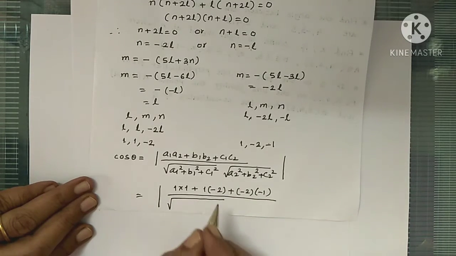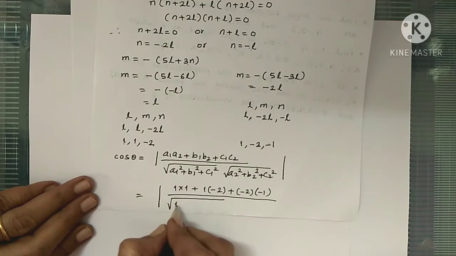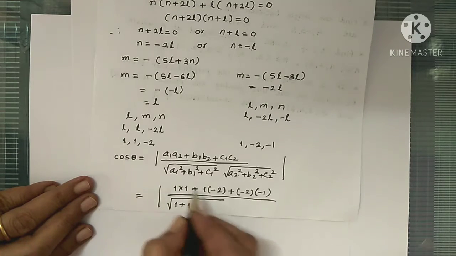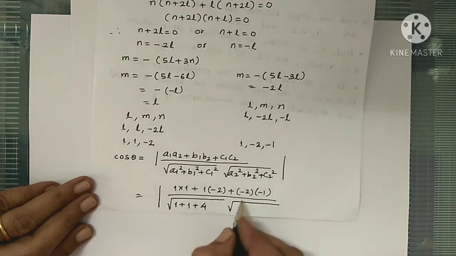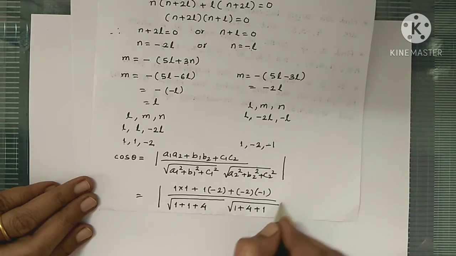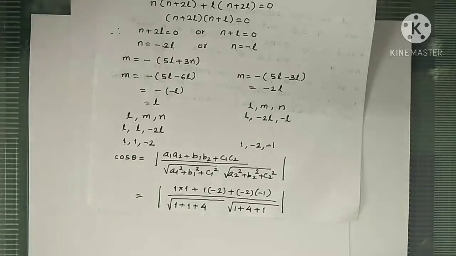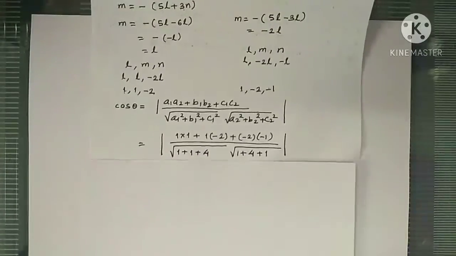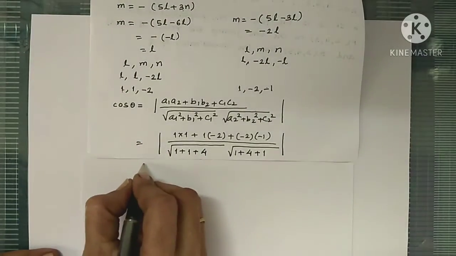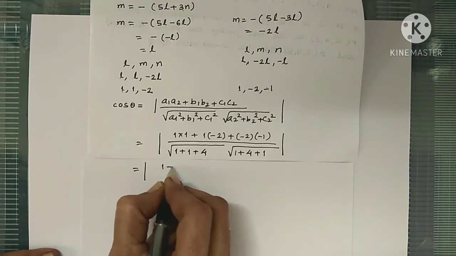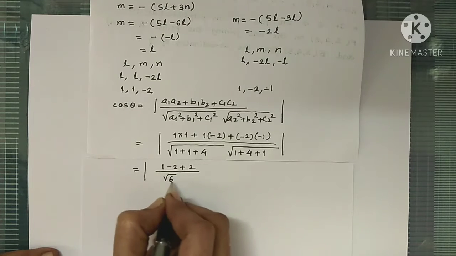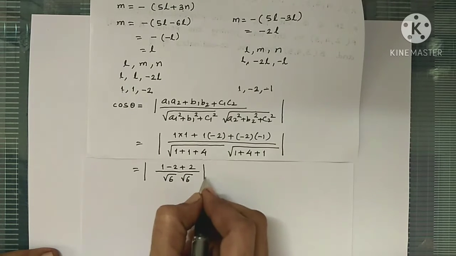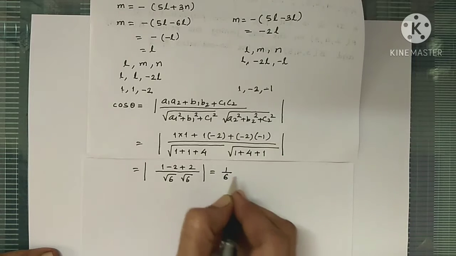the sum of the squares of the direction ratios. So it is 1 square, that is 1, 1 square 1 and minus 2 square is 4. And here it is 1 square 1, minus 2 square that is 4, and minus 1 square is 1. So simplifying this, we get 1 minus 2 plus 2 divided by root 6 again. So it is 1 by 6.